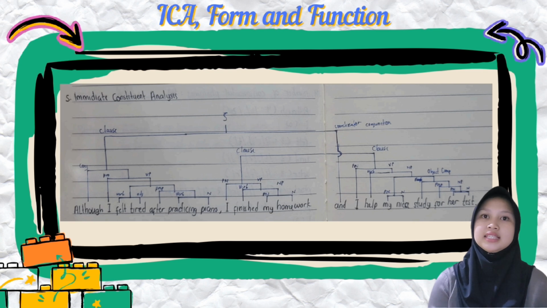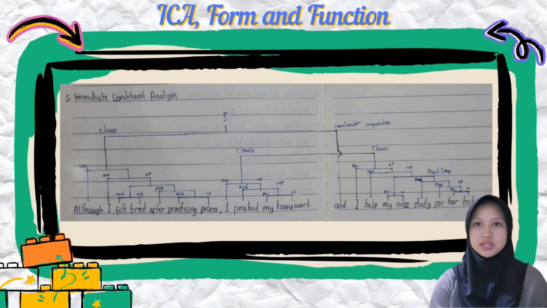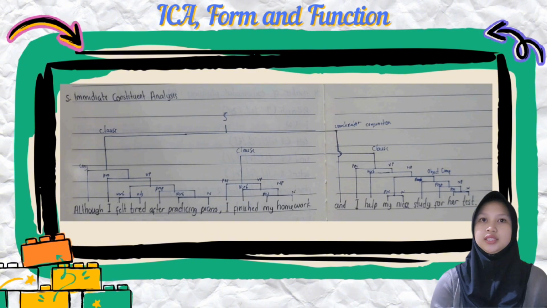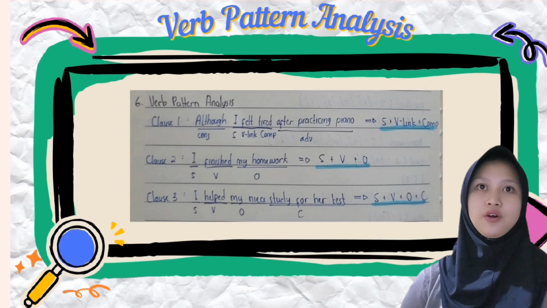Finally, the phrase study for her task is a noun bare infinitive clause. It functions as an object complement, providing additional information about the action performed by niece. So, through this analysis, we can clearly see how each element contributes to the grammatical structure and meaning of the sentence. Now, let's move on to the next page, verb pattern.